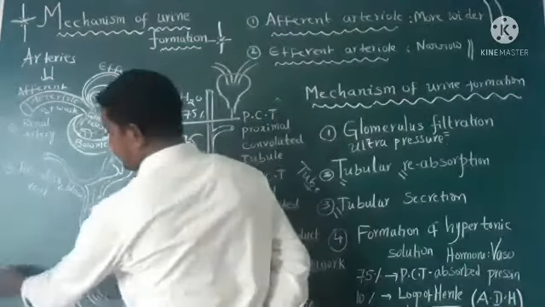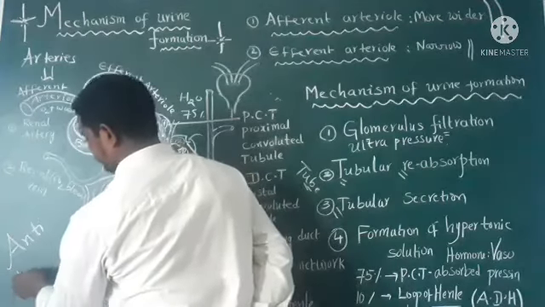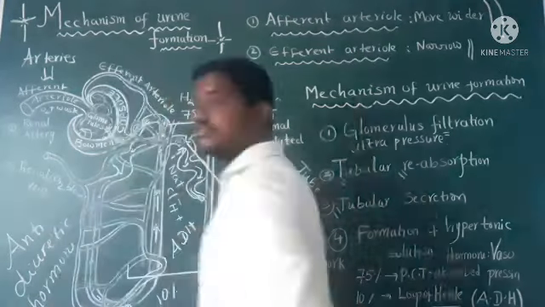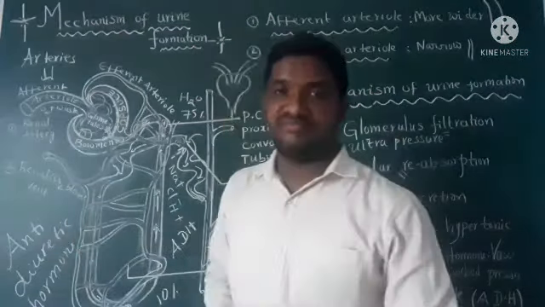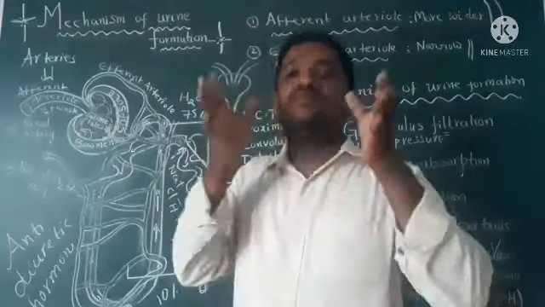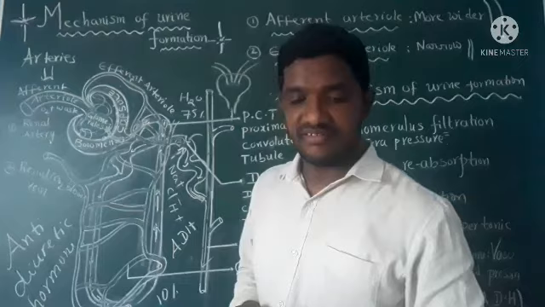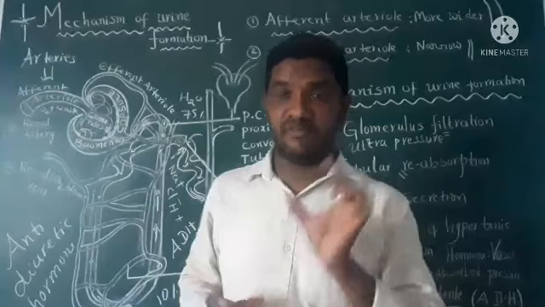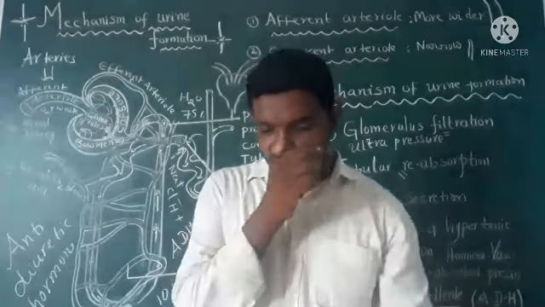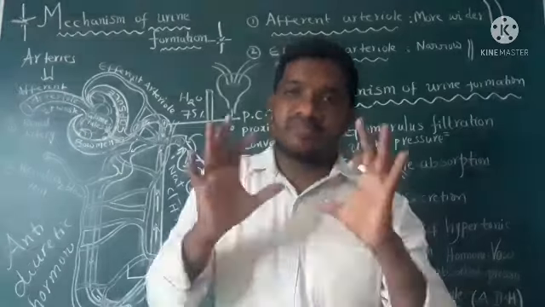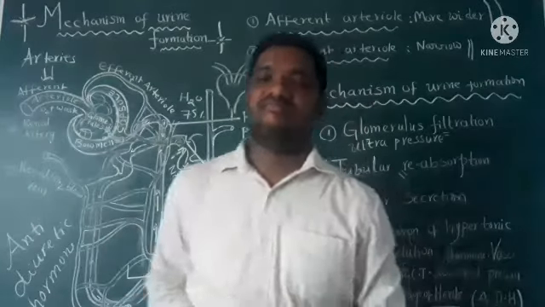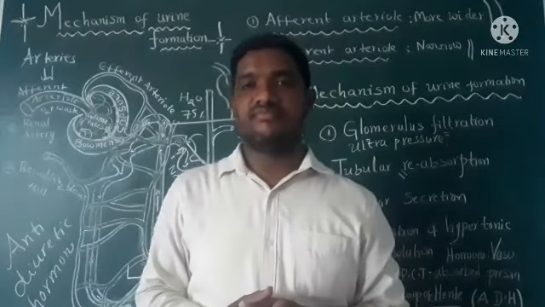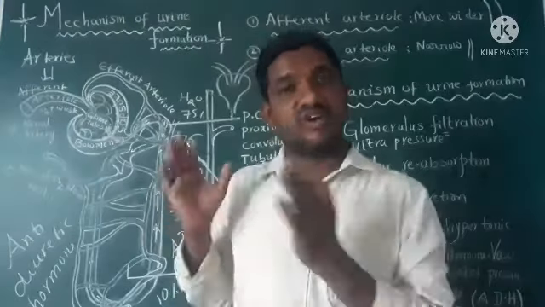See here I am writing anti-diuretic hormone, ADH. It is also called vasopressin. This hormone is released only when concentrated urine is to be passed out. Keep it in your mind. Okay. Sometimes this hormone is not released, due to deficiency of this hormone.